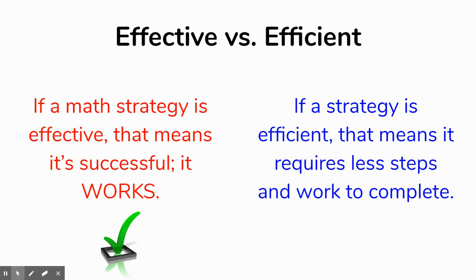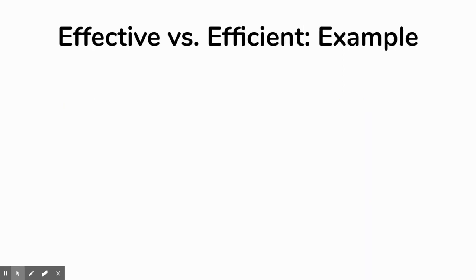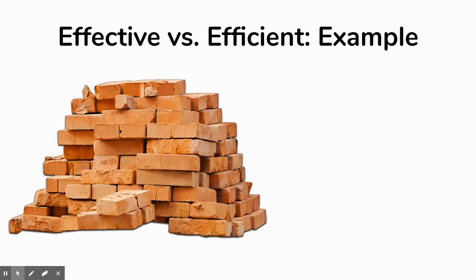So let's talk a little bit more about efficiency. Let me give you an example of being effective versus being efficient. Let's pretend that somebody says, hey, I'll pay you $1,000 if you can move all these bricks for me. Now, an effective strategy that would work would be you just pick them up and carry them to wherever they're supposed to go. You're probably going to be able to carry one brick in each hand, which means it would take you a pretty long time. It'd take a lot of trips to move all those bricks, and it probably would be more difficult than you'd want it to be.